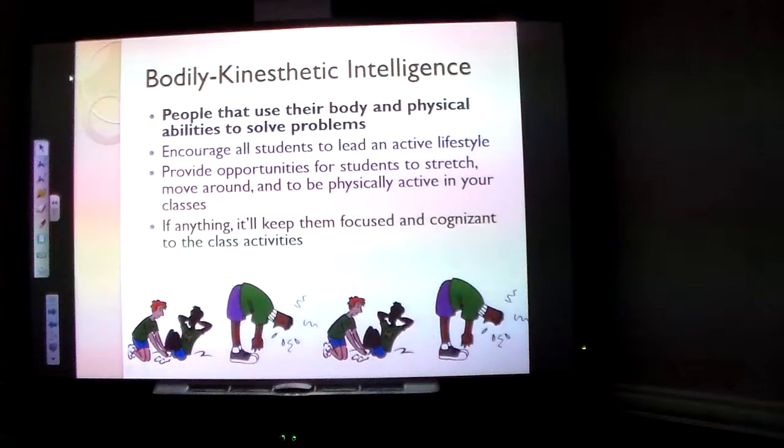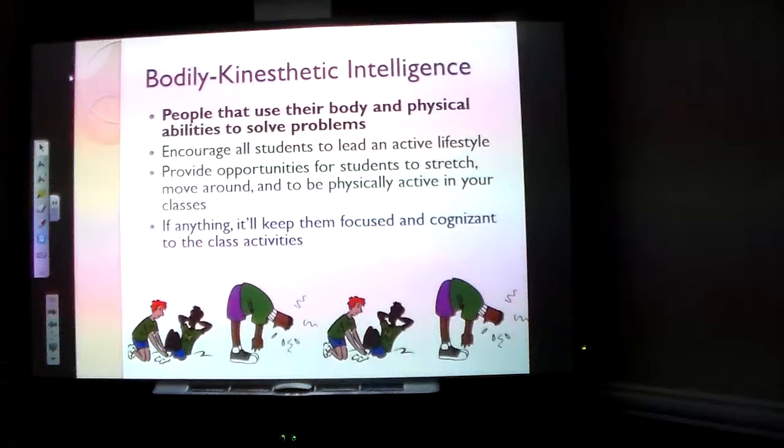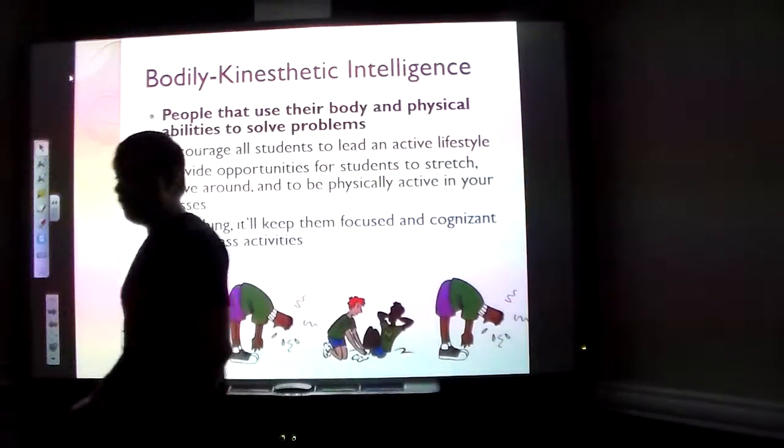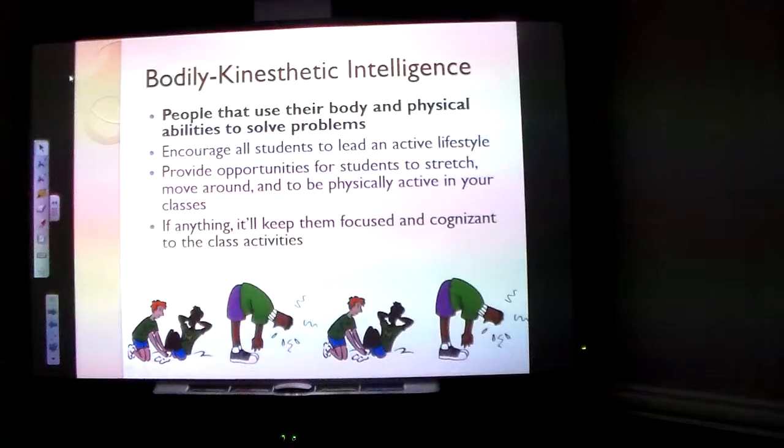I did it teaching 9th grade. If I saw that my students were dead, I would just take them on a walk around the building. I said, okay, we're going to go outside, we're going to go on a walk. So I use bodily kinesthetic intelligence for that.